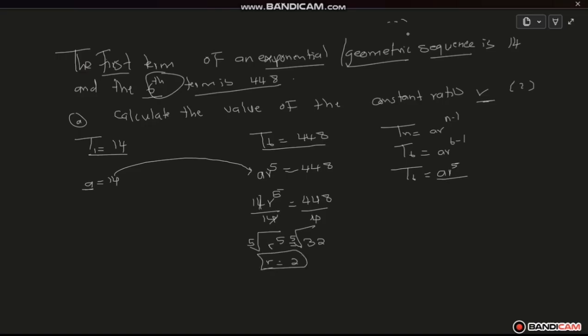Now since you have this R, you can look for the general term. Tn equals AR to the n minus 1. Therefore we do have A, that's 14 there. You put 14 where there's A, and where there's R you put 2 to the n minus 1. Then this is your general term. So this is very, very important, guys. Make sure that you follow up. These are very important questions. Therefore, please try to do past question papers.